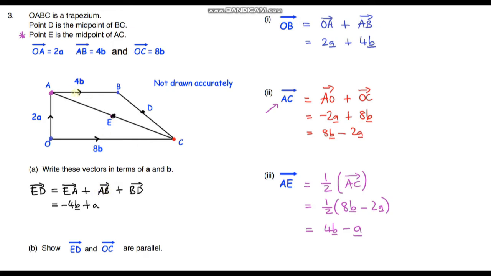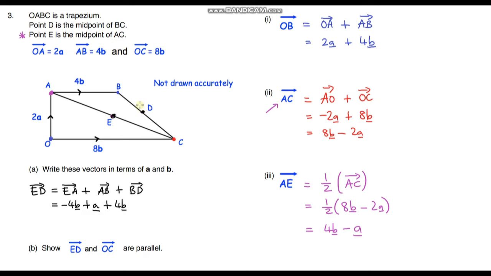Now let's look at AB. Well, we know what AB is. Vector AB is 4B. So we're going to add on 4B. And finally, we need to add on BD. Now, what is vector BD? We're not really told any information about this.